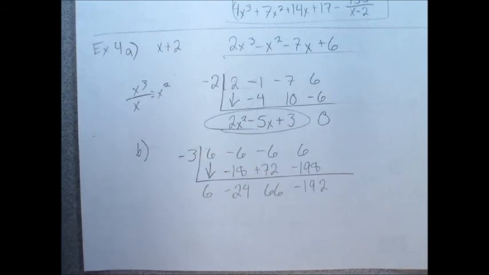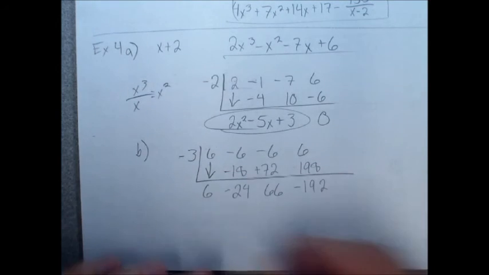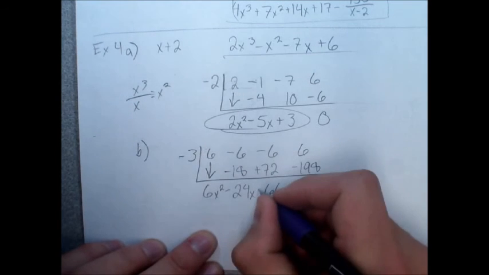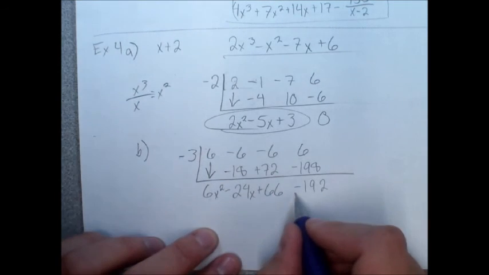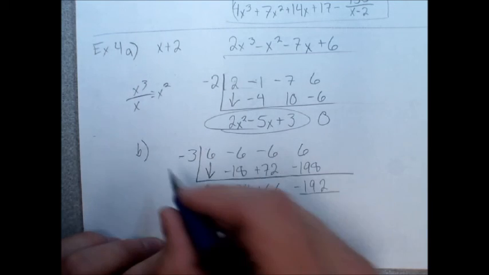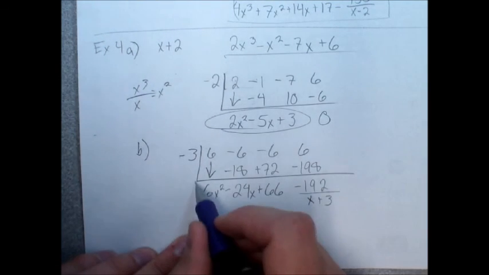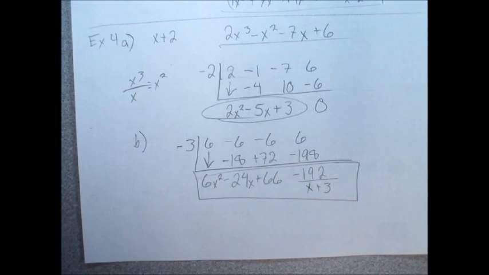Since I started with the exponent of 3, I'm going to have x squared. I'm going to have x. I'm just going to have a regular number, so I'm going to fill that in with a plus. And this is going to be negative 192 over my divisor, which is x plus 3. And that will be my final answer. Hopefully. They'll ask you a question like, is this a 0? If it does not go in there perfectly, it is not a 0.